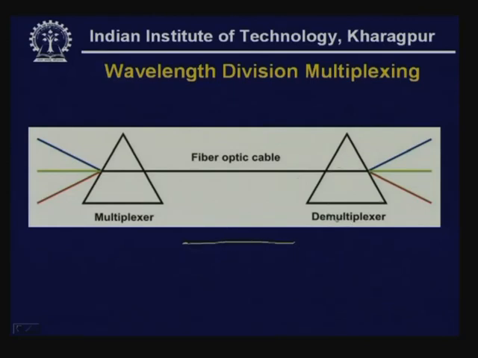region, and at the other end, with the help of another prism, they can be separated out, and we can get back all the three different signals. So, this is how wavelength division multiplexing can be done.